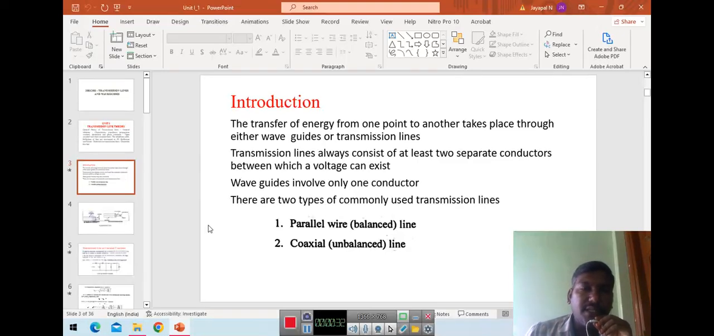And if we are going to consider transmission lines, the transmission of energy from one point to another point takes place through either waveguides or transmission lines. Transmission lines always consist of at least two separate conductors between which a voltage can exist. Waveguides involve one conductor. The two common types of transmission lines are parallel wire, or balanced, and coaxial line, which is unbalanced.